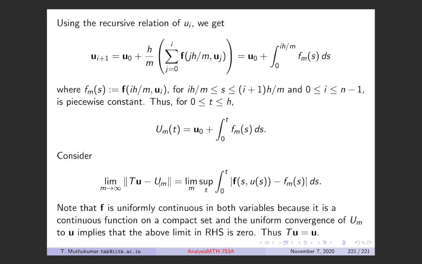and we already know that this um converges uniformly to u. So what we have is this side we will have 0. This side we will have Tu minus u equal to 0, which means Tu is equal to u, which means u is a fixed point. And that's precisely what we wanted to prove.